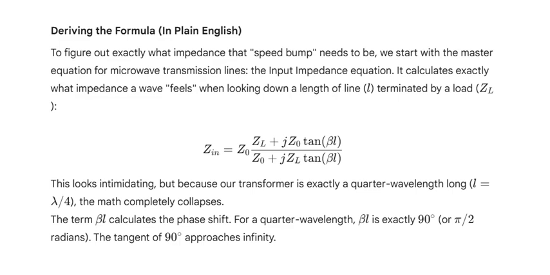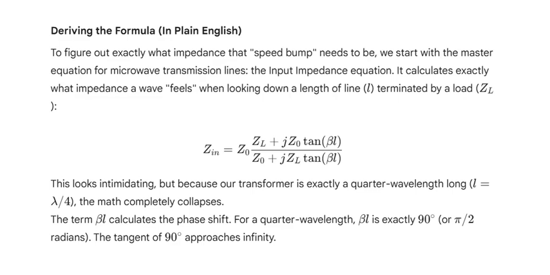Deriving the formula. To figure out exactly what impedance that speed bump needs to be, we start with the master equation for microwave transmission lines, the input impedance equation. It calculates exactly what impedance a wave feels when looking down a length of line, L, terminated by a load, ZL. The formula is shown here. This looks intimidating, but because our transformer is exactly a 1/4 wavelength long, the math completely collapses.